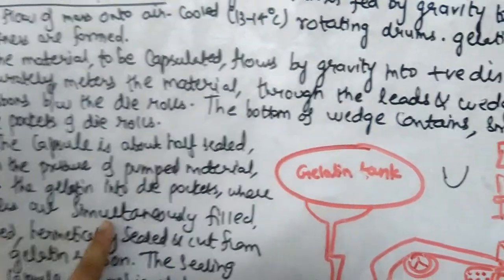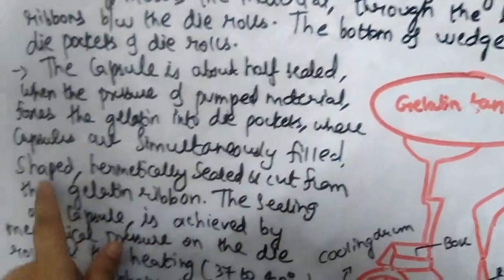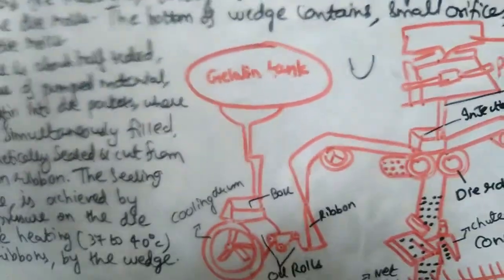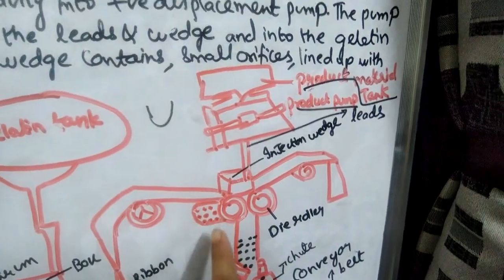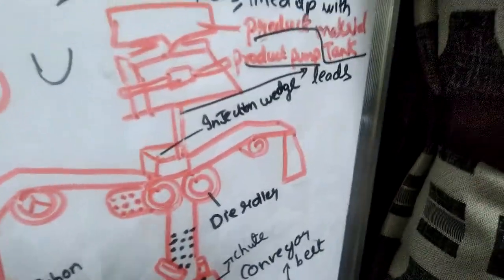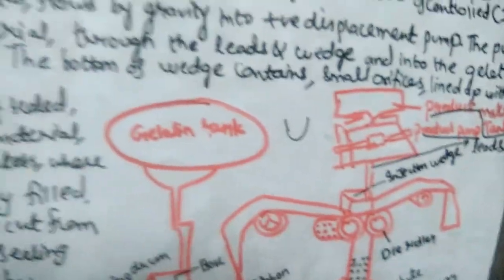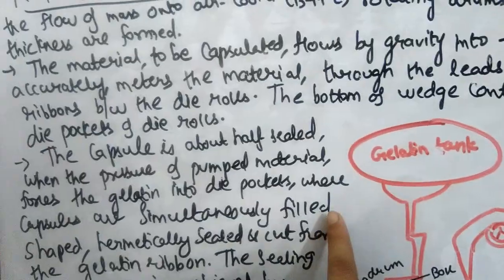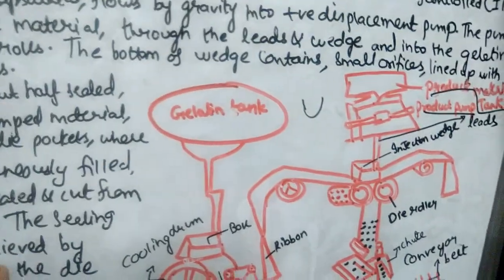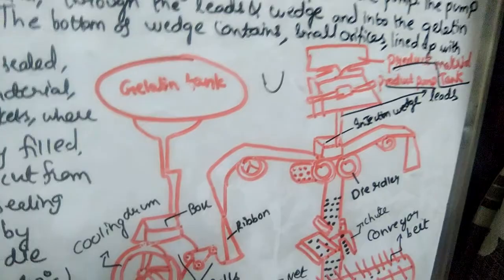After this is formed, the capsules get simultaneously filled, shaped and sealed, and they get cut from the gelatin ribbon. I have shown you here in the die rolls, they have the pockets, the small holes. The gelatin gets here and the capsule is half sealed. After that it is filled, so the capsules get simultaneously filled, shaped and sealed, and they are cut from the gelatin ribbon. The sealing of the capsule is achieved by mechanical pressure on the die rolls.